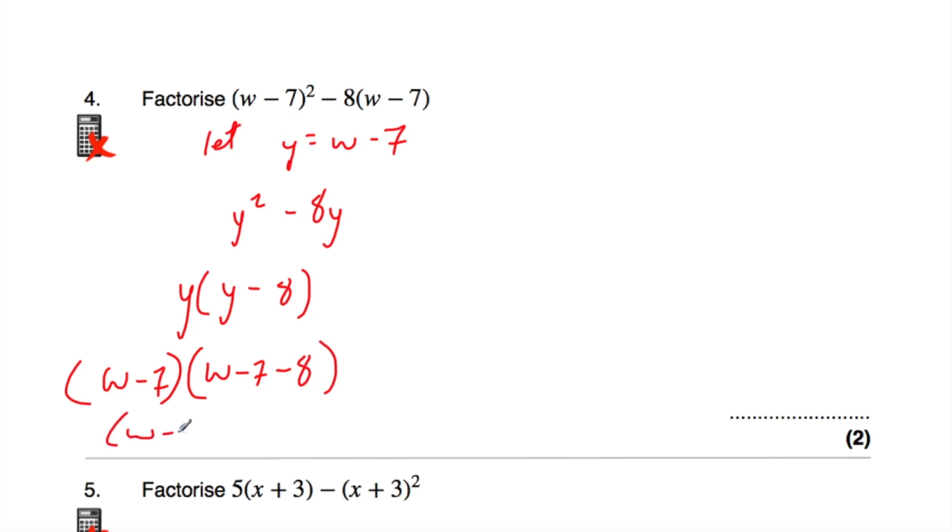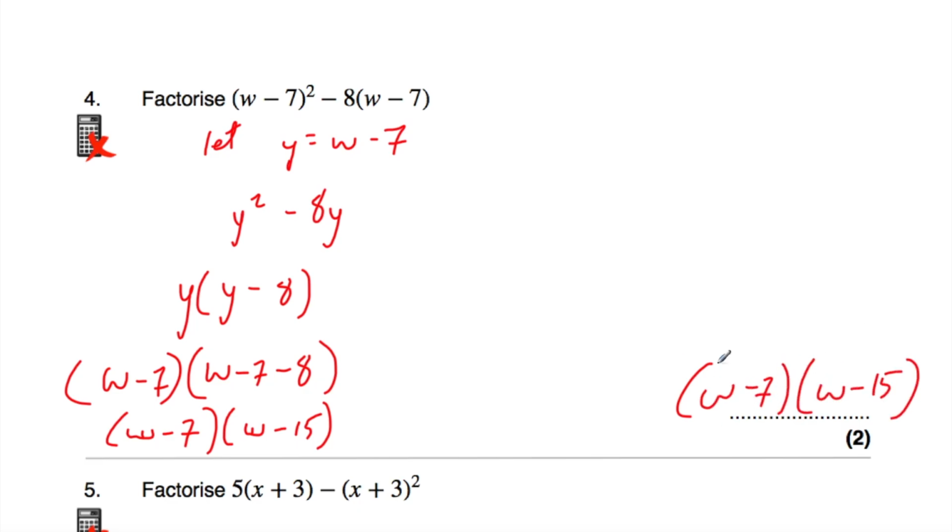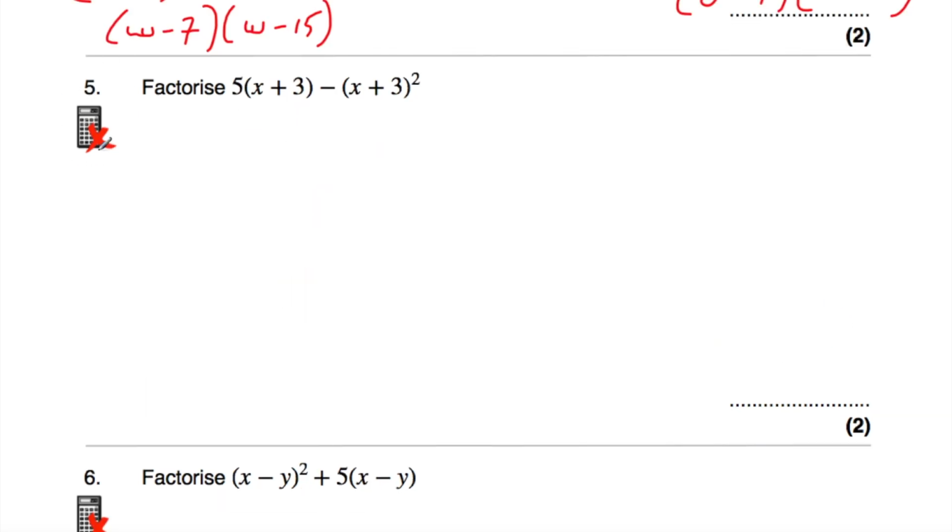Now, if we have a look at this, the first bracket is just w minus 7, close brackets. But the second bracket, you've got w minus 7 minus 8. Well, if you've got minus 7 and you take away another 8, that'd be minus 15. So that's w minus 15. And that's it. We're done. Our answer is (w minus 7)(w minus 15). Okay, let's look at our next question, question number 5.